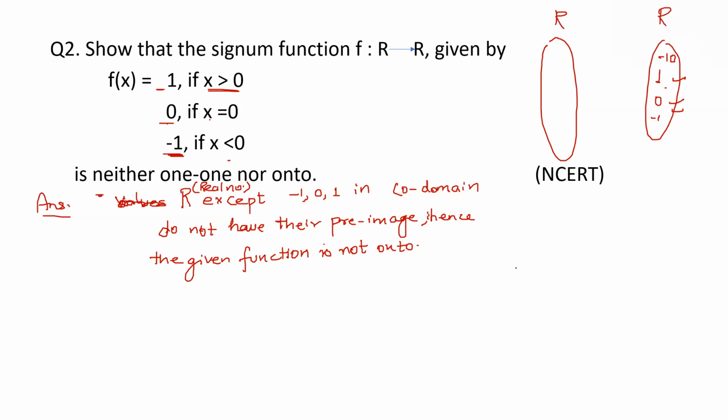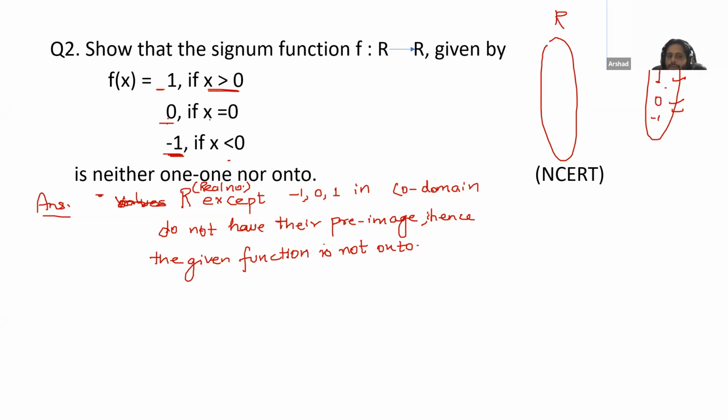Sir, can you explain once again? Yes, Abdul. I will. Okay, Abdul, please check here. Here we need to prove that this is not onto. We say that the function is not onto when in the second set B we have an element which does not have its pre-image.